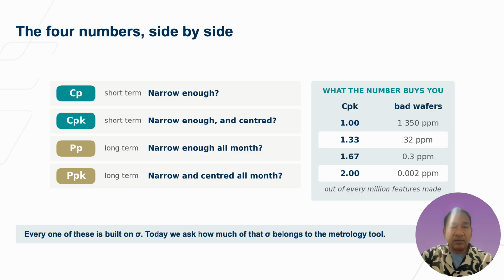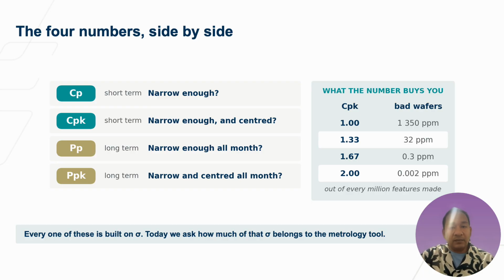A CPK of 1 leaves 1350 parts per million. At 1.33, it is 32 per million. At 1.67, it is 3 in 10 million. Each step is a large gain, which is why the fab cares about the second decimal place.